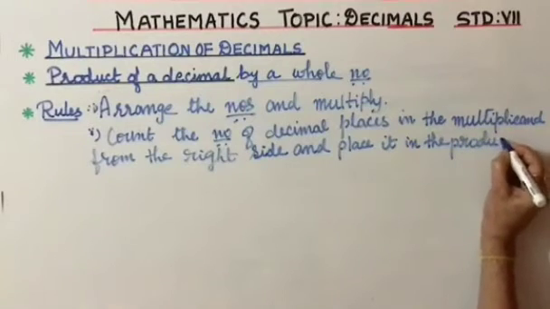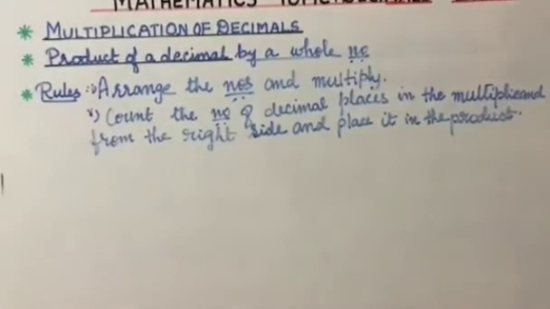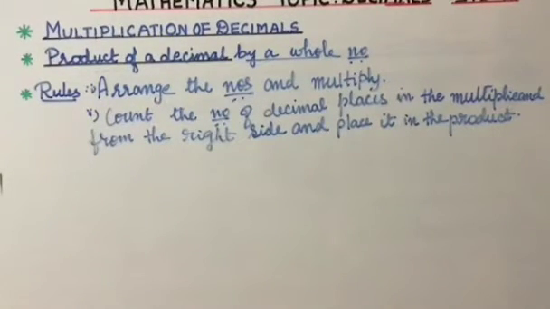Children, I hope I am clear. What do we do? First we ignore the decimal point and multiply as if you are doing regular multiplication. Then we count the decimal places from the right in the multiplicand and place it in the product. Let's see how to go about it. Ready?